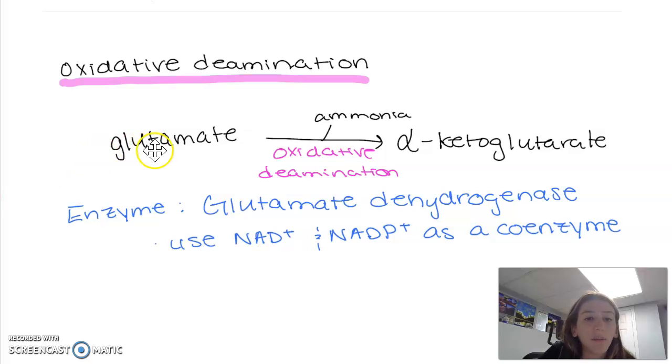Here glutamate will be transferred to alpha ketoglutarate and it'll give off ammonia. The enzyme that will catalyze this reaction is glutamate dehydrogenase. This enzyme is predominantly found in the liver and kidneys, and it's going to use NAD+ and NADP+ as coenzymes. So all amino acids are commonly converted back to glutamate because the cells have a quick way of converting it back to the alpha keto acid, which you can see here, and forming ammonia. So that's why this process is favored.